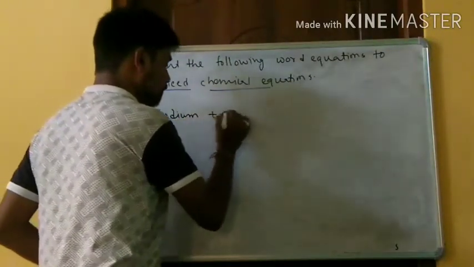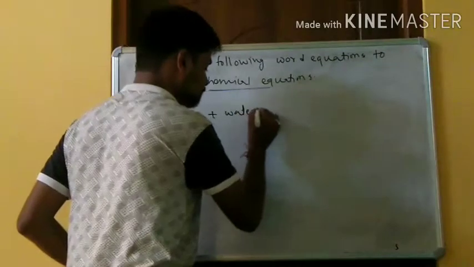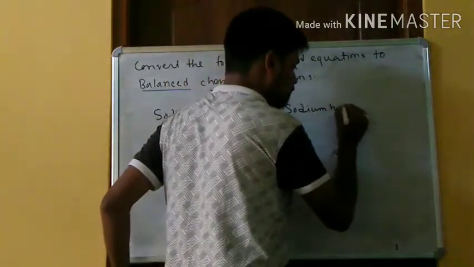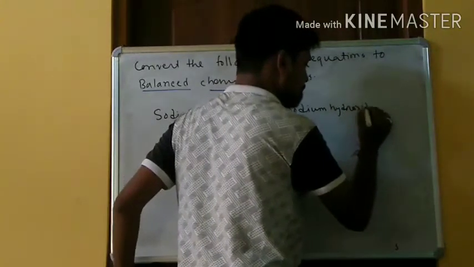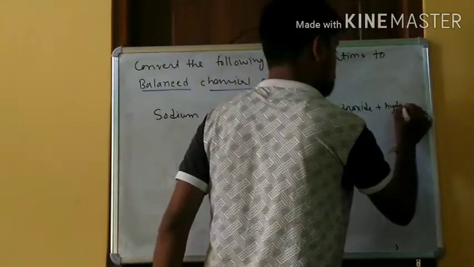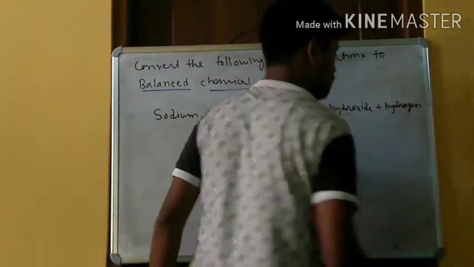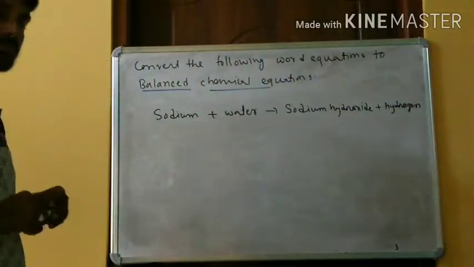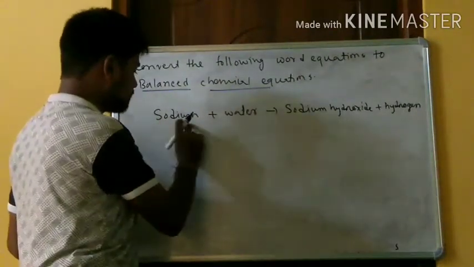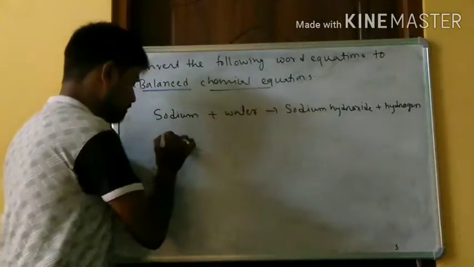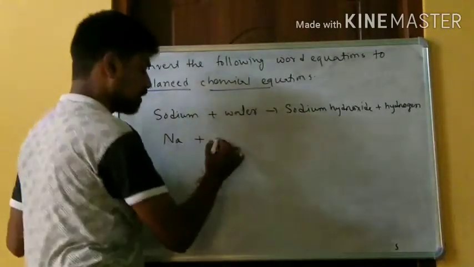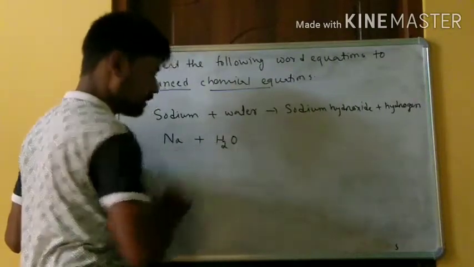Sodium plus water gives sodium hydroxide plus hydrogen. Whenever sodium is in single form, we simply write the elemental formula, Na. And the formula of water, as we know, is H2O.